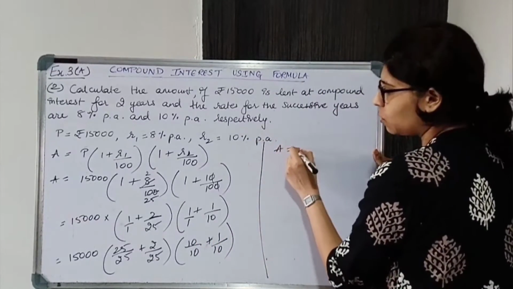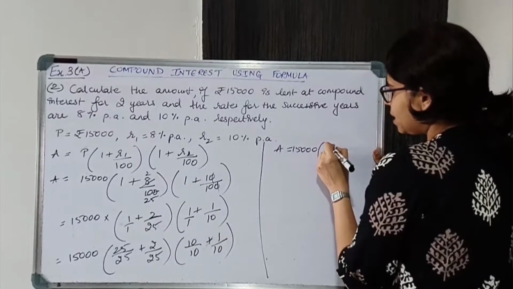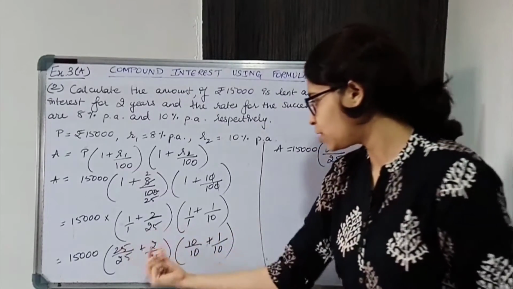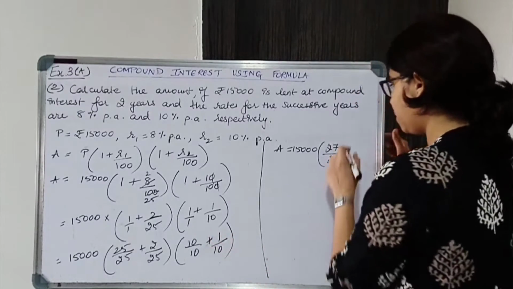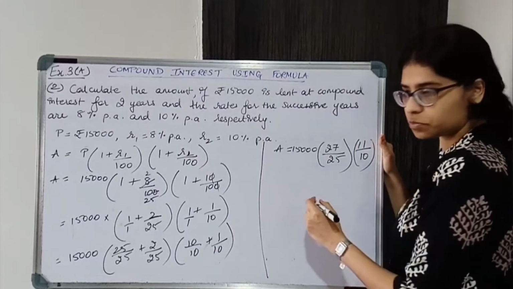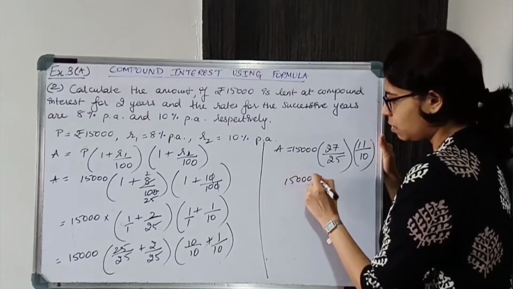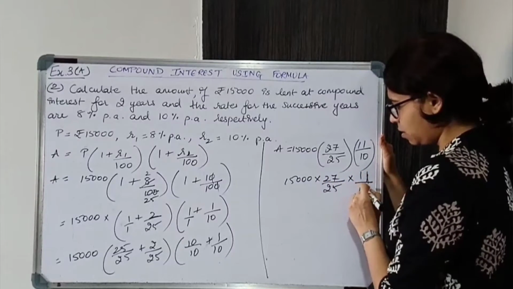So A is equal to 15,000 into 25 plus 2, 27 हो जाएगा upon 25. I have skipped the step. It is going to be 25 plus 2 upon 25. Okay, and यहाँ पे 10 plus 1 upon 10. So that is 11 upon 10. Now you can cancel out. ठीक है, so ये हो जाएगा 15,000 into 27 upon 25 into 11 upon 10.